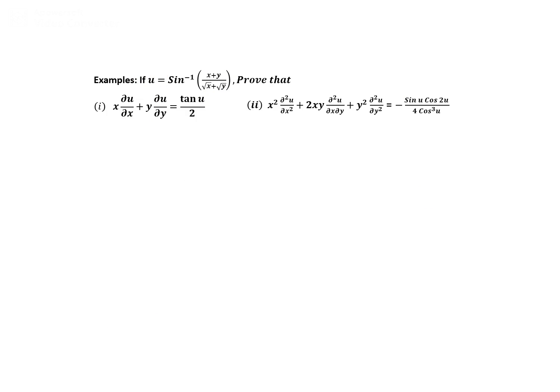Take one more example here. Suppose we have u is equal to sin inverse of (x plus y) upon (root x plus root y). So we have to prove these two identities. So first, similar to the previous example, u we cannot say is a homogeneous function, because we cannot take t as a common factor, or we cannot define the order of that function.